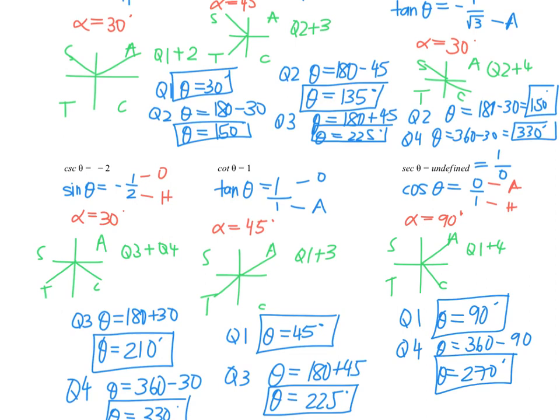And that's it. So we're using our ratio to identify the correct special angle, whether it's 45, 30, 60, 0, or 90. We look at the CAST rule to see what quadrant we're in. And then we use the quadrant and our alpha to figure out our two values of theta between 0 and 360.